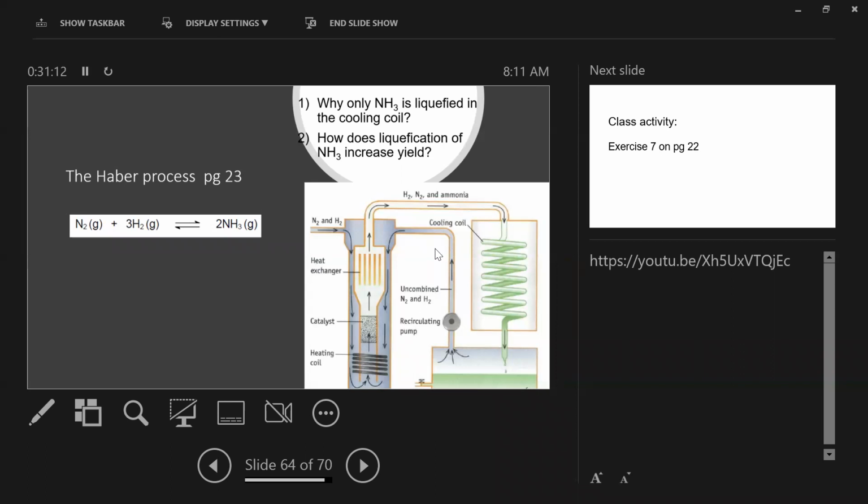In this reaction system, all of them are in gaseous state. So when ammonia is converted to liquid, what are you doing? When the whole mixture goes through the cooling coil, only ammonia liquid is collected. How does it help you increase the yield? What is it equivalent to?